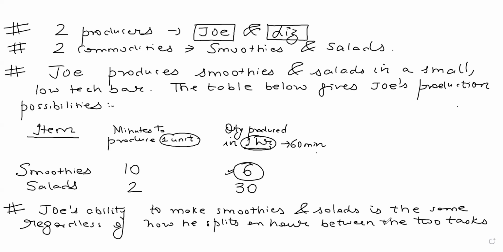Joe's ability to make smoothies and salads is the same regardless of how he splits the hour between the two tasks. So this sentence is telling us that the opportunity cost of Joe is always the same. Joe can make one smoothie in 10 minutes. That means 6 smoothies in 1 hour. He can make 2 salads in 1 minute or 30 salads in 1 hour.